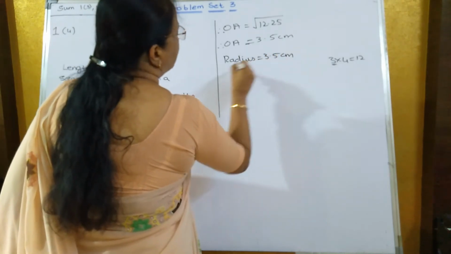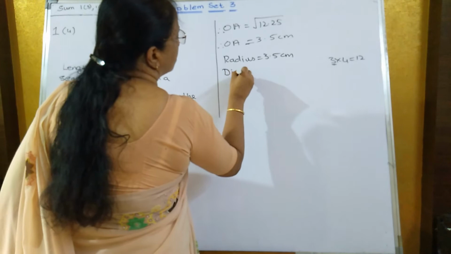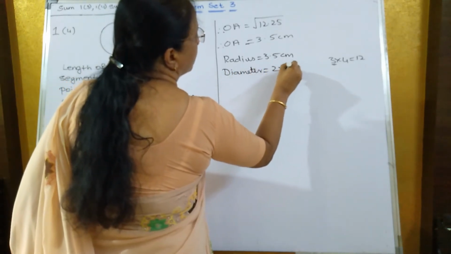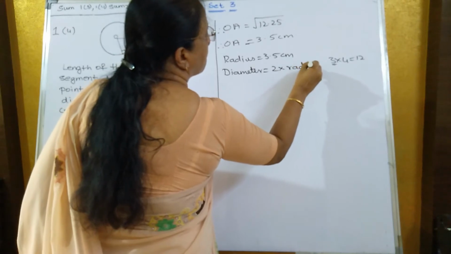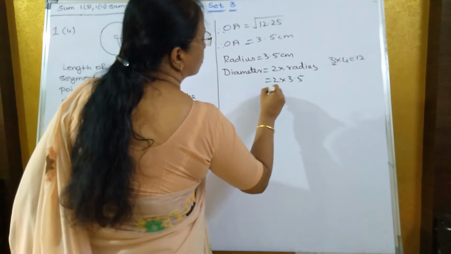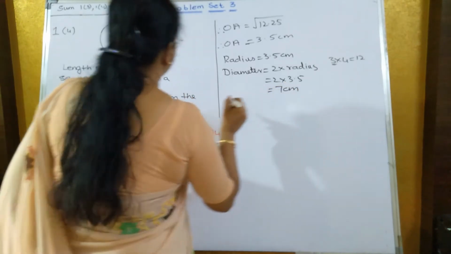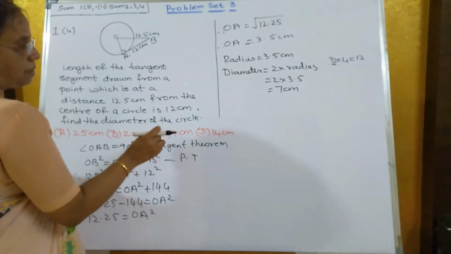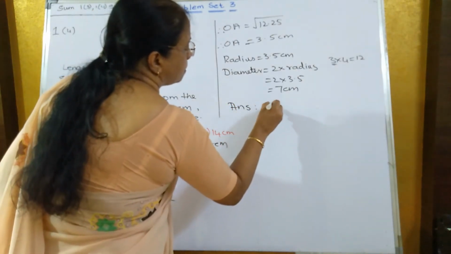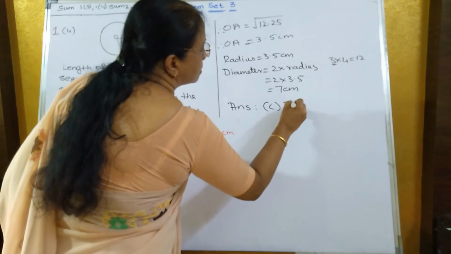So what will be the diameter? Diameter is equal to 2 into radius. That's equal to 2 into 3.5, which is equal to 7 centimeter. So which is the correct option? C. So the answer is C, 7 centimeter.